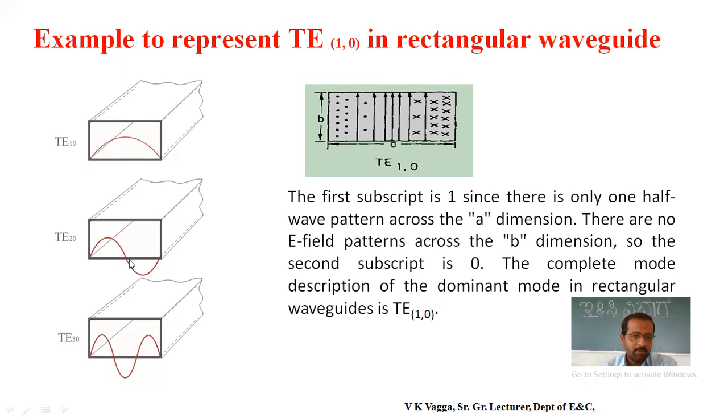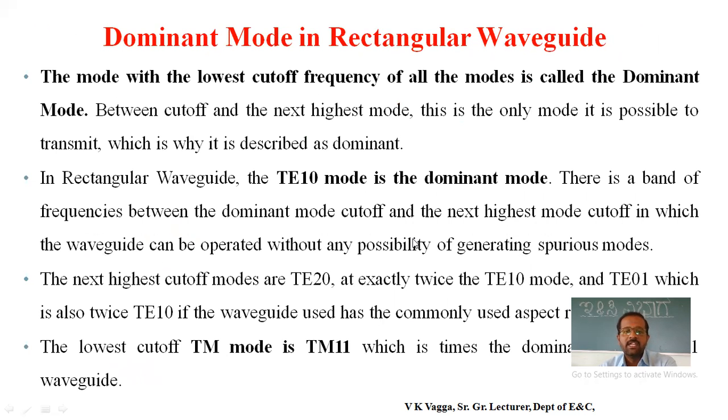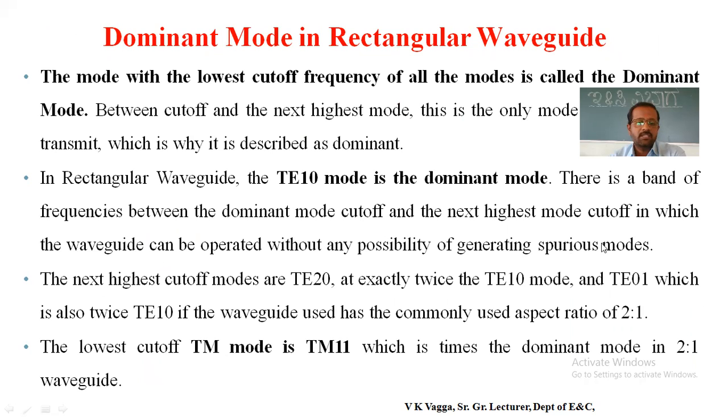And you can see TE20 consists of two half waves. It's not the dominant mode. And if you take TE30, it consists of three half waves: one positive cycle, one negative cycle and another positive cycle. So it is also not the dominant mode. So the dominant mode is only the TE10. As per this, it has the lowest cutoff frequency here, and so this is able to generate the spurious modes.